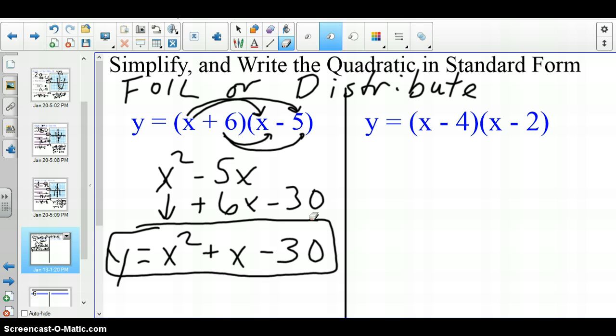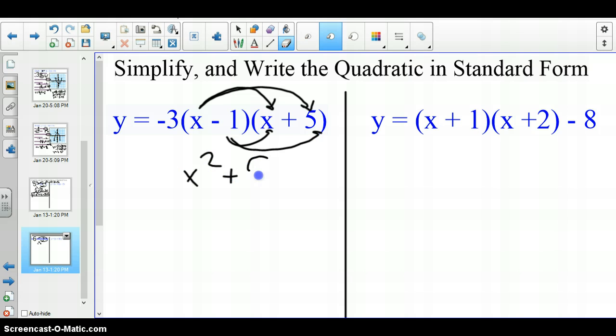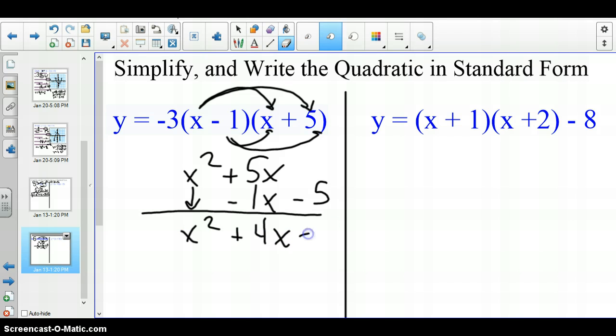For the sake of time, I'm going to skip the next one and go to the last slide, because these can be a little more work. I'm going to do the same thing. I'm going to FOIL or distribute my parentheses first. X times x is x squared. X times 5 is 5x. Negative 1 times x is negative 1x. Negative 1 times 5 is negative 5. Bring down the x squared. 5 minus 1 is 4x, minus 5.